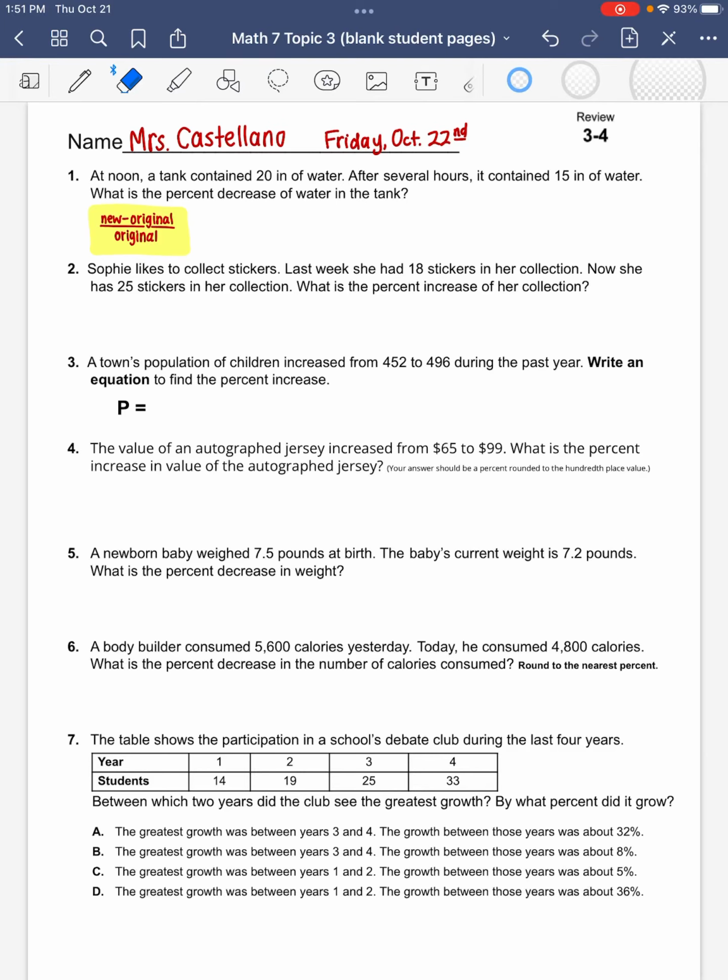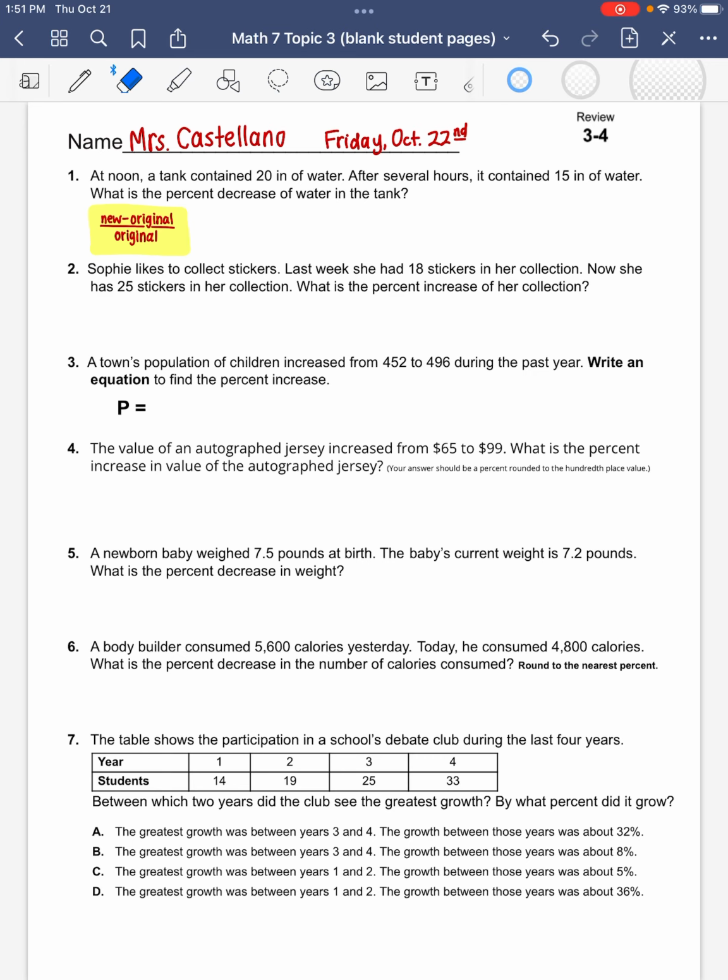Hey y'all, today is Friday, October 22nd, and we are doing a review on lesson 3-4. Now this review is a hint, hint, wink, wink for your Savvas lesson quiz, so I would definitely take good notes so that you can use them on your quiz to help you out.